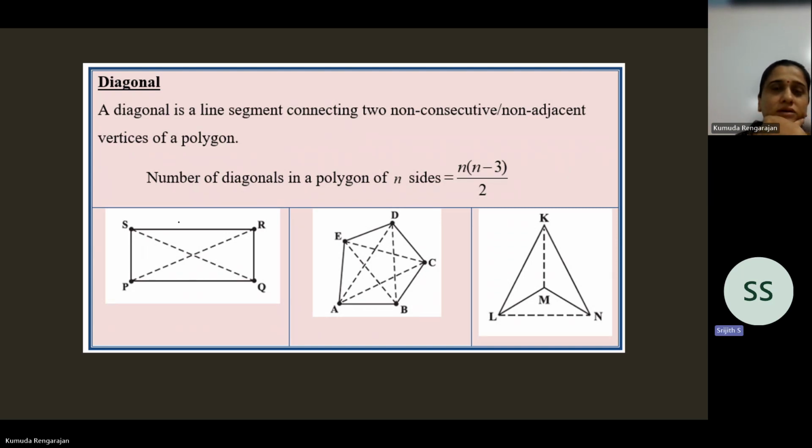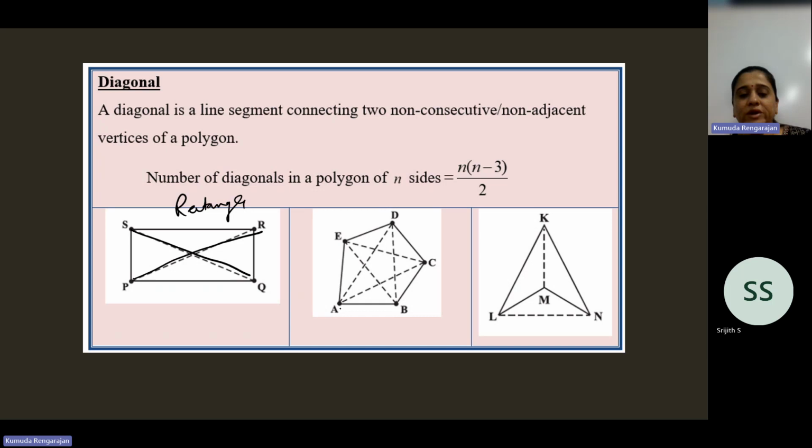Quadrilateral or rectangle, ma'am? Rectangle. It's a rectangle. You can see, it has 2 diagonals. Then what do you call this figure?